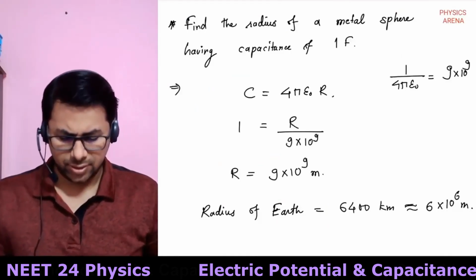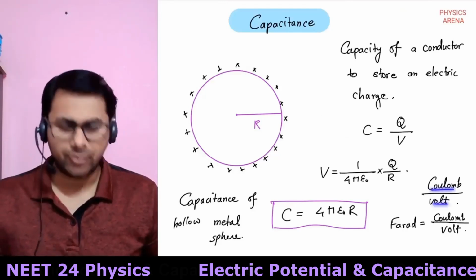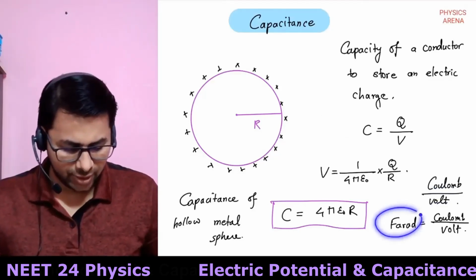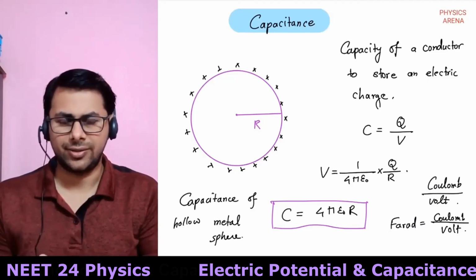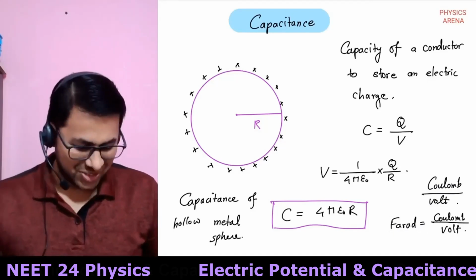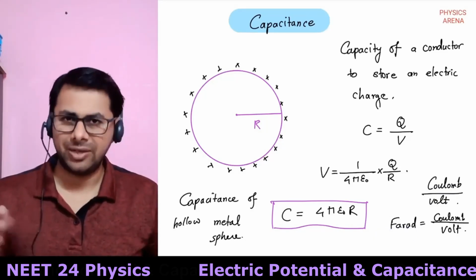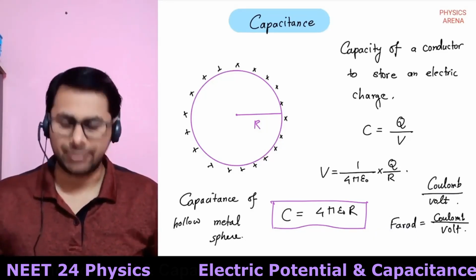After that, what is the unit of capacitance? It is Coulomb divided by volt, right? And it is called Farad, after the great Michael Faraday. So it is known as Farad. And 1 farad is a very big unit for a capacitance.